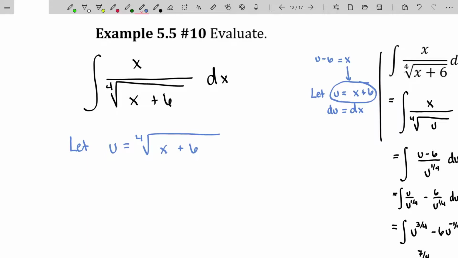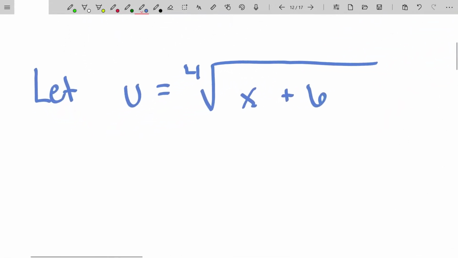And then you should be very wary of taking a derivative involving radicals because it's just not fun. But you have taken all of Calc 1 at this point, and so you should know how to do implicit differentiation, which means I would prefer to get rid of radicals by raising both sides to the 4th power. I'll have u to the 4th is equal to x plus 6.